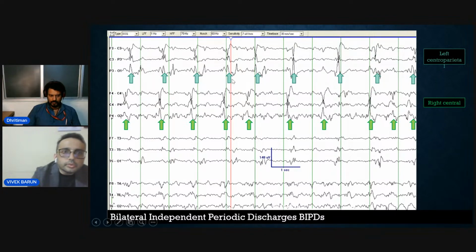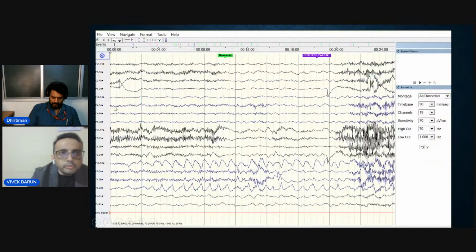Again, in this also they have shown the bilateral independent periodic discharges, in which the discharges over the left side and right side are asynchronous and occurring independently, similar to our case. So we continued monitoring for that case, our case. We can see, again, right temporal. We can see some evolving activity arising from the right temporal.